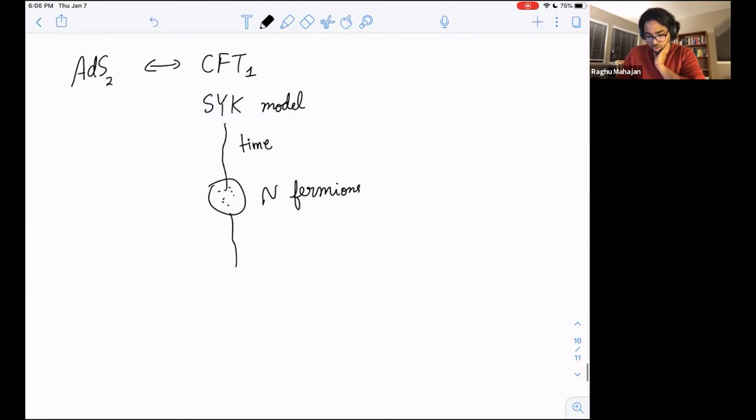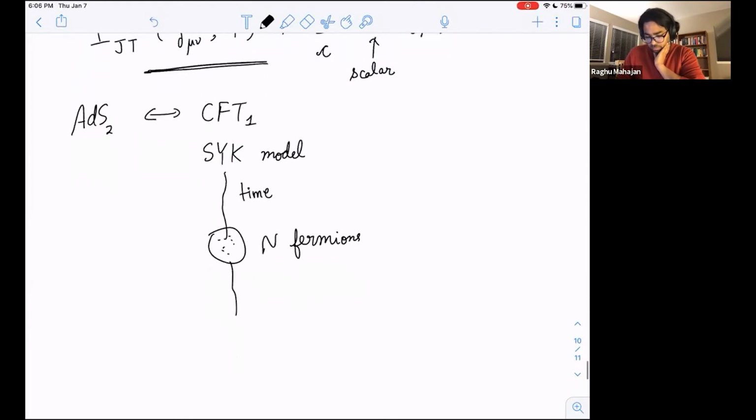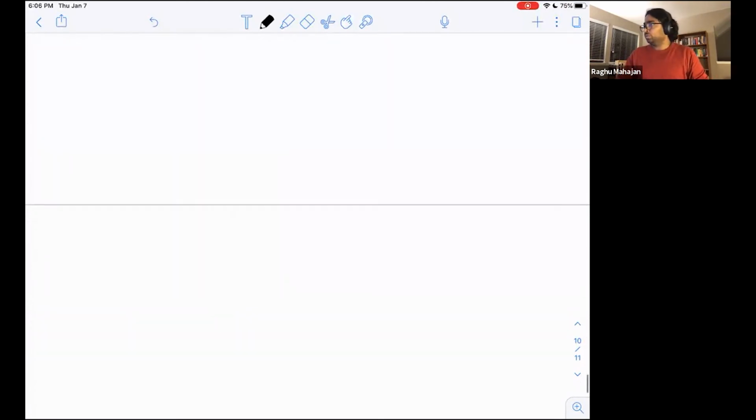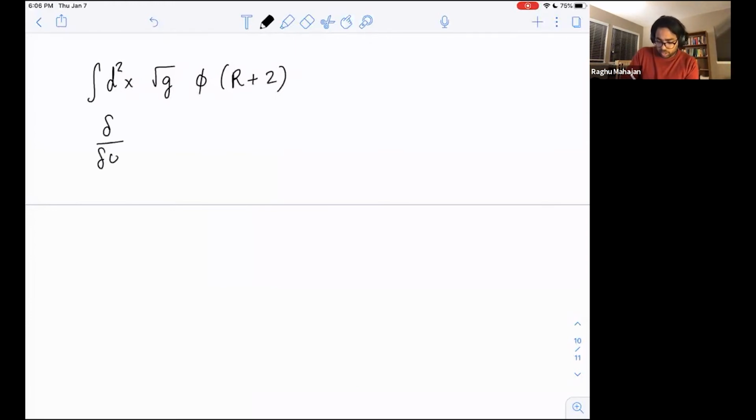Comment number two is, now we have to get down to actually working with this JT gravity theory. So I'm going to write the action again: phi times (R plus 2). The boundary terms don't contribute to the equations of motion, so we will focus on this piece of the action. So when we do delta delta phi, of course, we get R plus 2 equals 0.